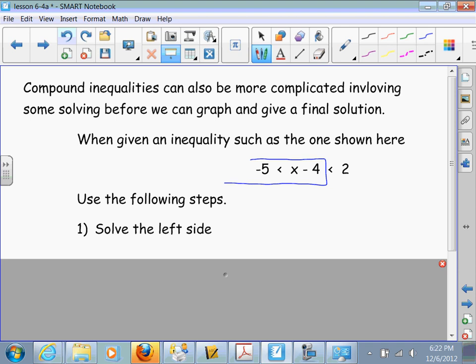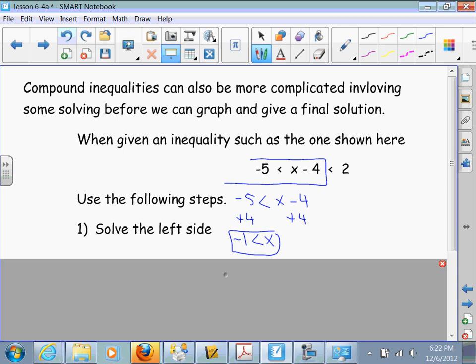So if it helps you, maybe just write it separately. -5 is less than x minus 4. And now solve this inequality. It's just what we've been doing in the previous sections. Add 4 to both sides, plus 4, and I get -1 is less than x. Okay, so this is one part of the inequality.